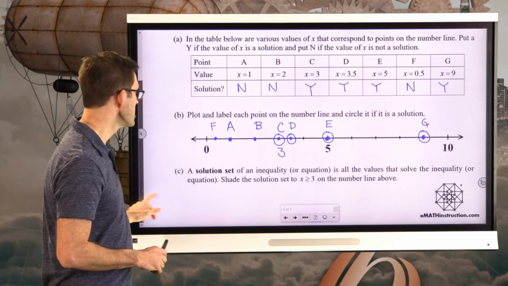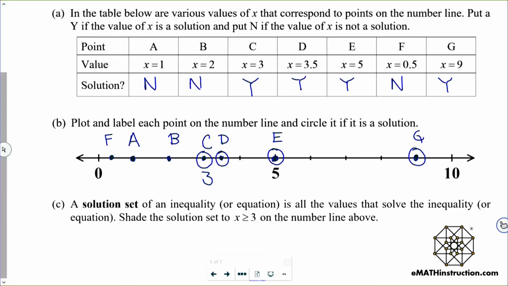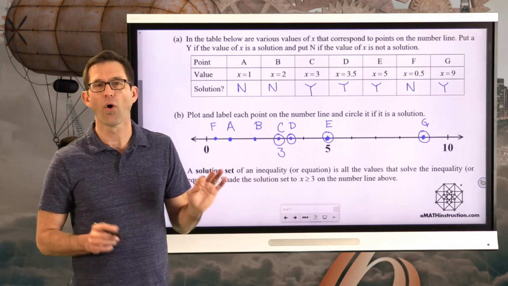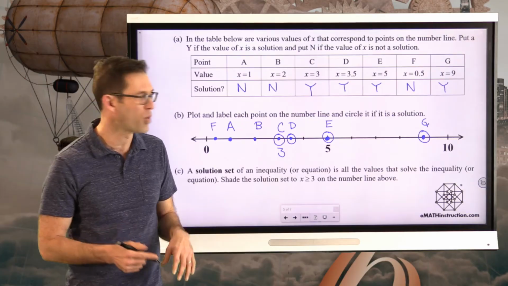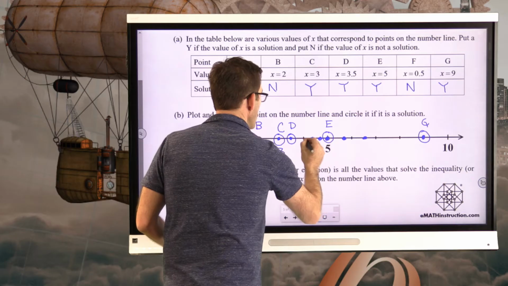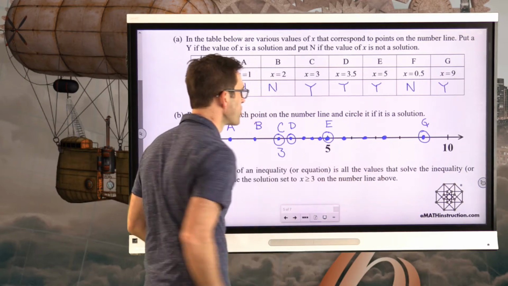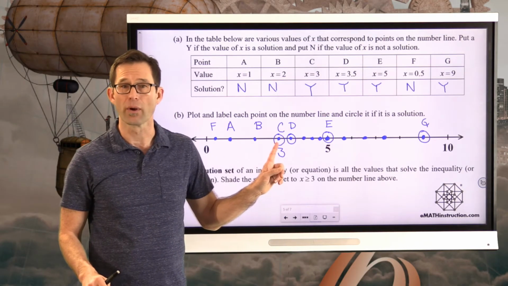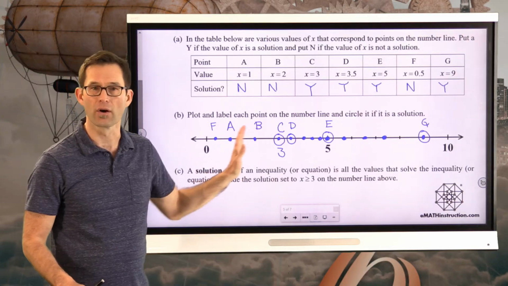And that gets into letter C. Let's take a look. A solution set of an inequality or equation is all the values that solve the inequality or the equation. Shade the solution set to x is greater than or equal to 3 on the number line above. Now think about this for a moment. If I was going to actually try to plot all the different numbers that solve this inequality, I would be plotting that number, that number, that number, this number. All those numbers, no matter what they are, would be greater than 3. This is the only number that's equal to 3. And I wouldn't have anything over here.